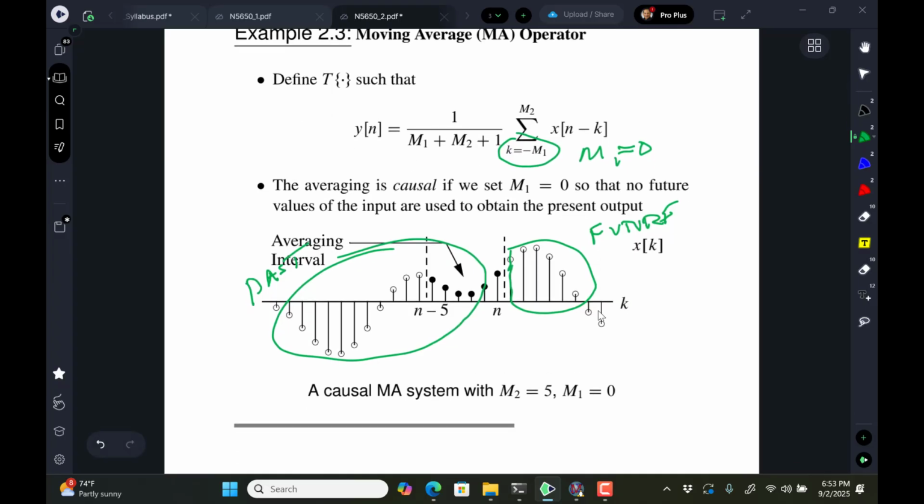But it's averaging. So the idea of the averaging is we're taking all the black dots there in this causal version where M2 is equal to 5 and M1 is equal to 0. We're taking the present value and 4 samples in the past and forming an average based on that. Does that make sense?